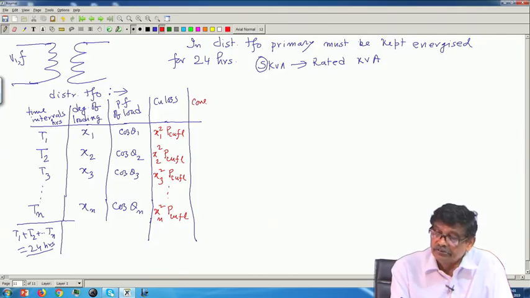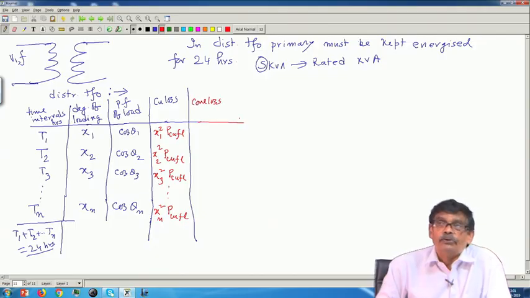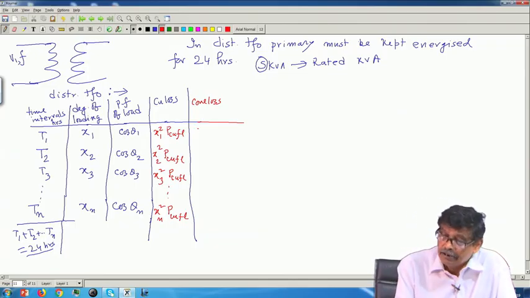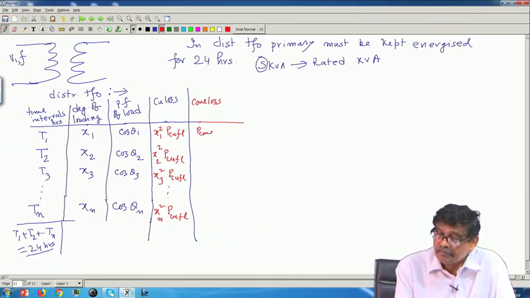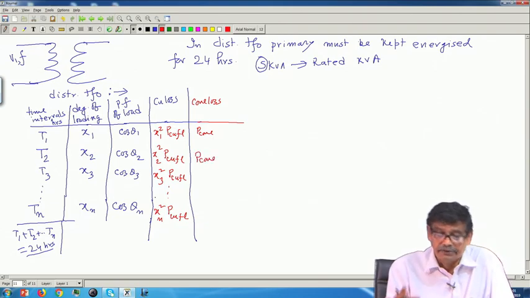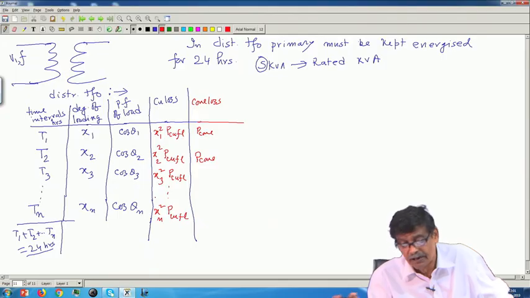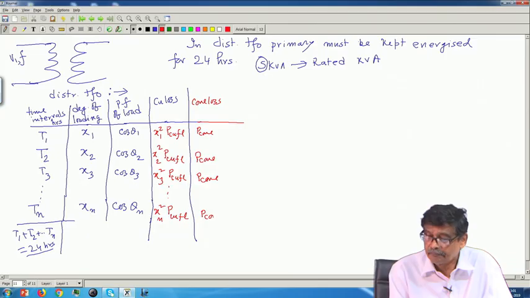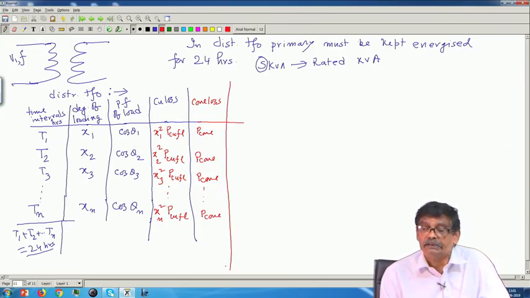What is core loss? Core loss, as you know, is independent of the degree of loading. So, it will remain P core all the time, no matter whether x is 0 or x is 1, x is 0.8. So, it is always P core fixed. Got the point. This information you need.